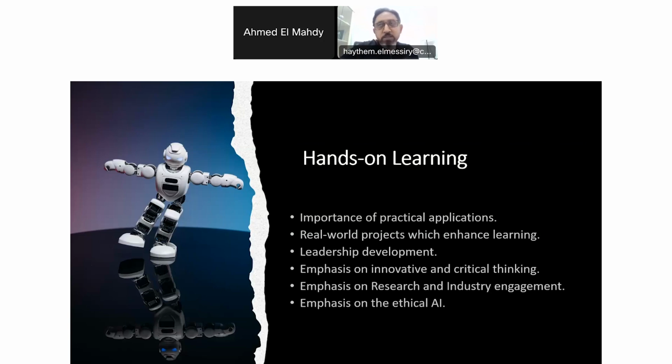And one of the strengths of the program itself is what we call the emphasis on ethical AI. This is one of the points which not a number of master in AI programs tackle, because ethical AI is very important to be applied, to be considered, and to be deployed and developed as well in creating the solution. So those represent what we call hands-on learning, and this represents our second pillar.